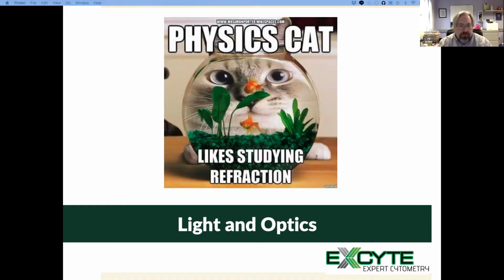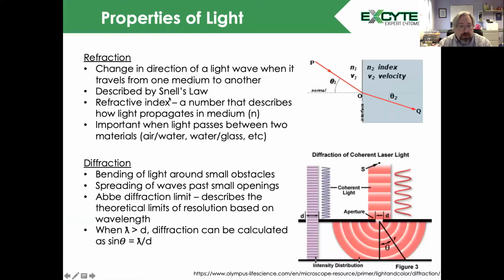Hello and welcome to this teaching point about light and optics. Optical elements in a flow cytometer are important because they help us understand where the light is going to go, which helps us understand where our fluorochromes will be measured in our system and what fluorochromes we can use. So let's start talking about some principles.